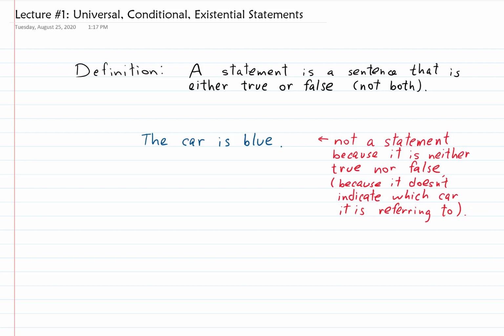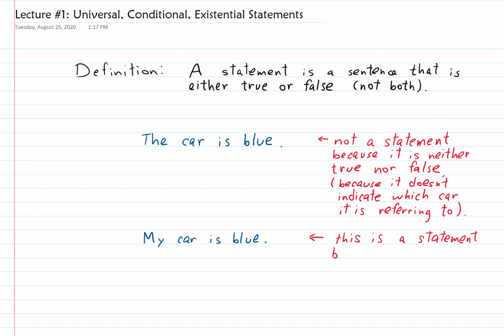Now, if I wrote this, my car is blue. That is a statement, because it's either true or false. I know we could get into being nitpicky and say, well, what if you have more than one car? But let's keep things simple here. Let's pretend I have one car. If the car that I have happens to be blue, then that sentence is true. If the car that I have is not blue, then that sentence is false. Either way, that sentence is either true or false, and that makes it a statement.